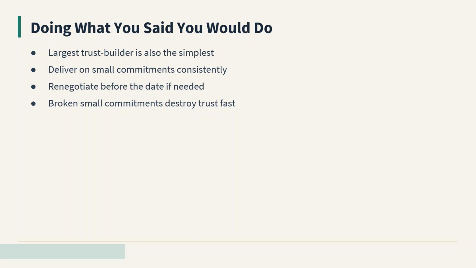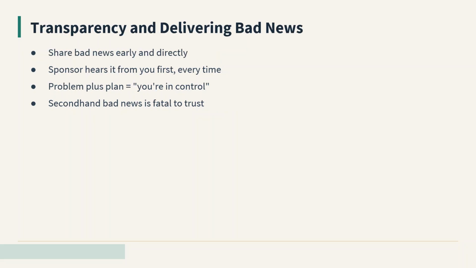18. Transparency is the second trust lever. Share bad news early and share it directly. Stakeholders who hear about problems from you first, with a plan attached, conclude that you are in control. Stakeholders who discover problems on their own conclude that you are either hiding information or unaware of reality. Both conclusions are fatal to trust, and once lost, trust is expensive to rebuild.